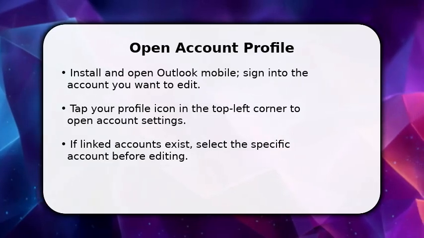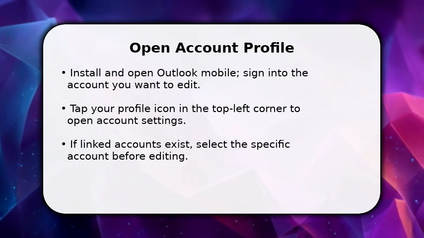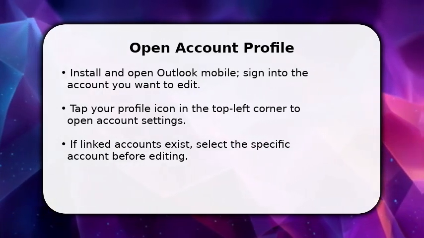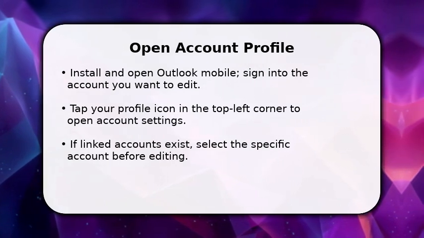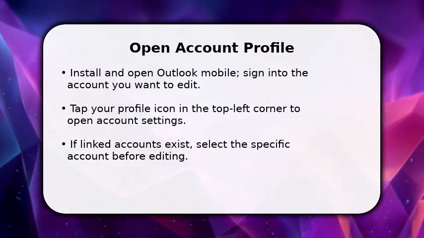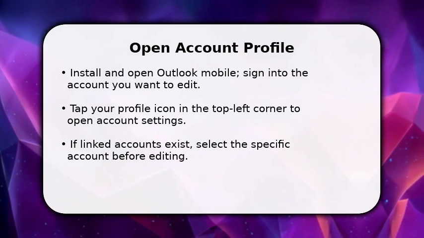You start inside the Outlook mobile app. Make sure you are signed into the account whose photo you want to change. Tap your profile circle in the top left to open the sidebar, and then tap again on the profile area to enter your account settings.